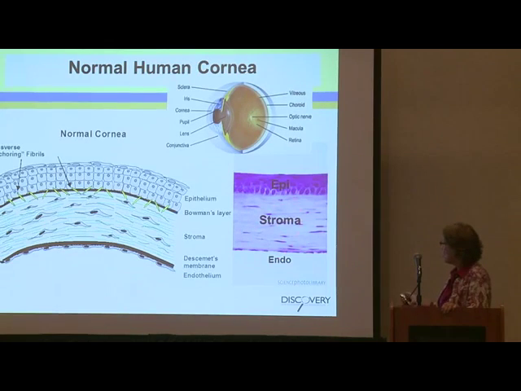This is just what a cornea looks like when it's been sectioned and stained, and you can see here's the epithelium, you can see the bulk of it is the stroma, and then the endothelium.